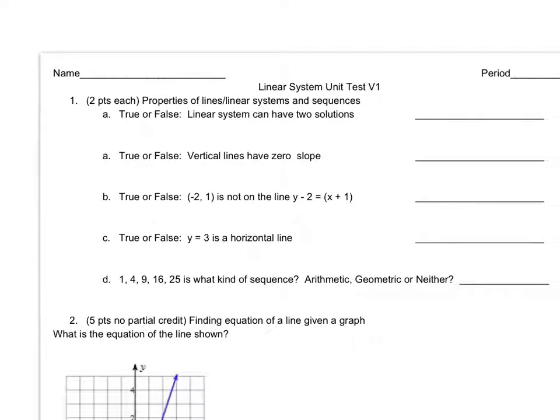Let's take a look at a handful of the problems from the algebra final, and we'll start with question number 1. It says, true or false, linear systems can have two solutions. This, of course, is going to be false.